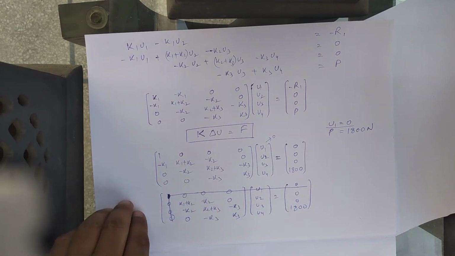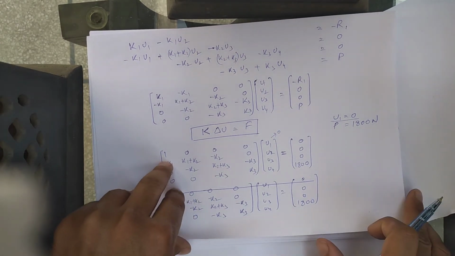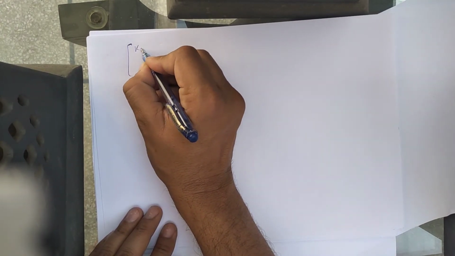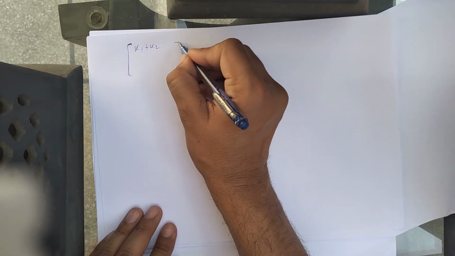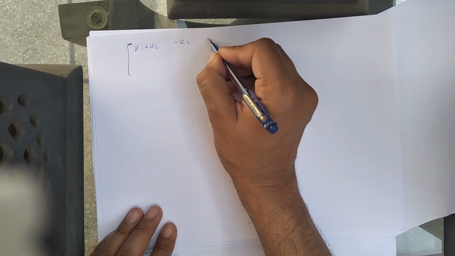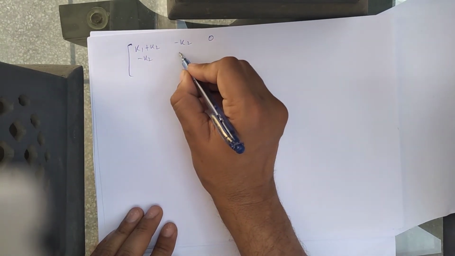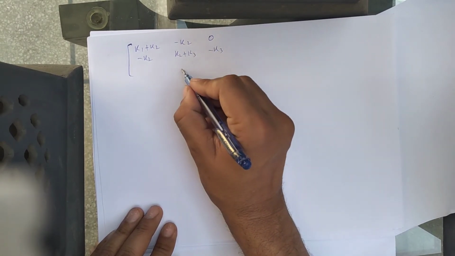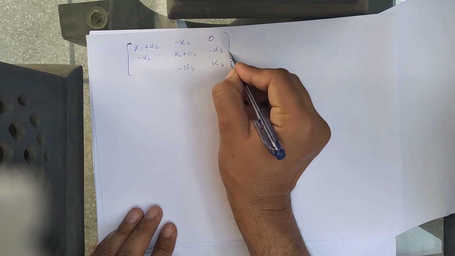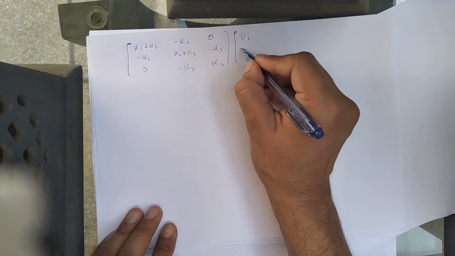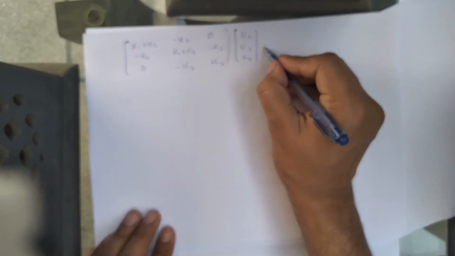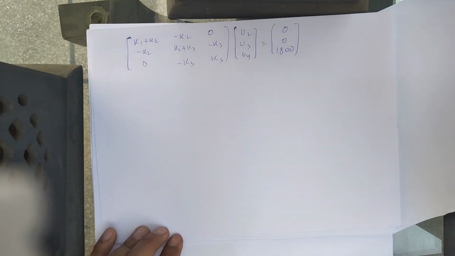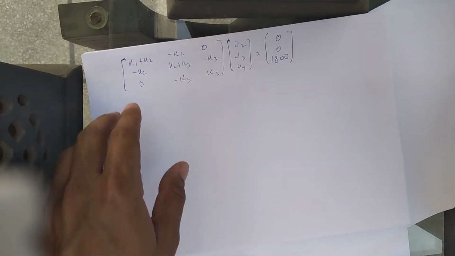It will be a 3 by 3 matrix now, which we can solve easily on the calculator. So it will be a 3 by 3 matrix like K1 plus K2, minus K2 and 0, minus K2, K2 plus K3, minus K3, and minus K3 and K3, and there we have 0. It's U2, U3 and U4. We put it equal to 0, 0 and 1800. So this is how we apply the boundary conditions.